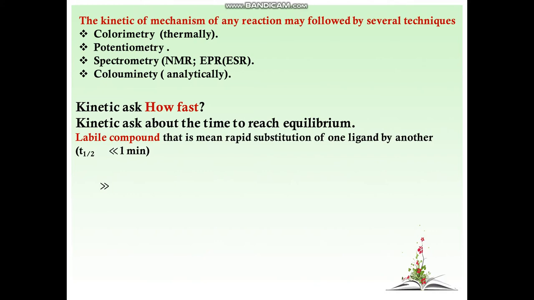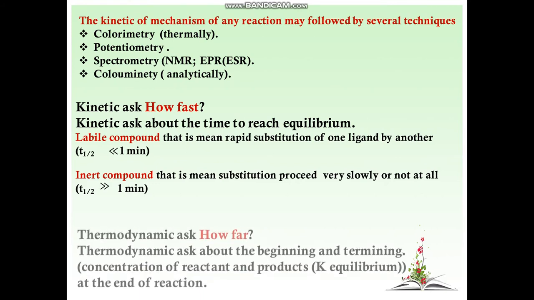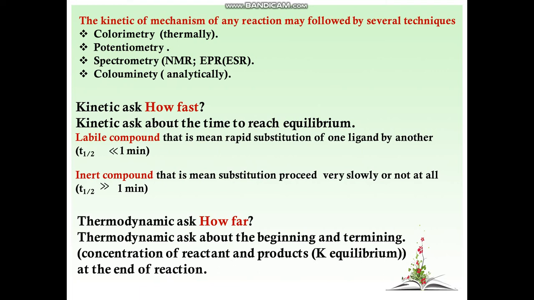Labile compound means rapid substitution of one ligand by another, T half less than 1 minute, while inert compound means the substitution process is very slow or not at all, T half more than 1 minute. Thermodynamic asks how far. Thermodynamic asks about the beginning and terminating. So, it follows the concentration of reactant and the product, and calculation of K equilibrium at the end of the reaction.